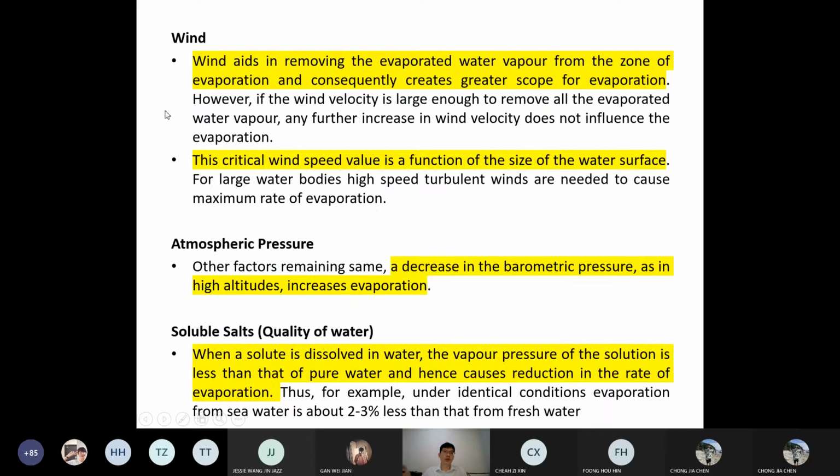And the wind, if they got the wind blowing, is helping the molecules at the surface to escape to the air. The wind aids in removing the evaporated water vapor from the zone of evaporation and constantly creates greater scope for evaporation. The critical wind speed value is a function of the size of the water surface. Later you will find that Sir will let you see a few evaporation models which we are able to use for the calculations.